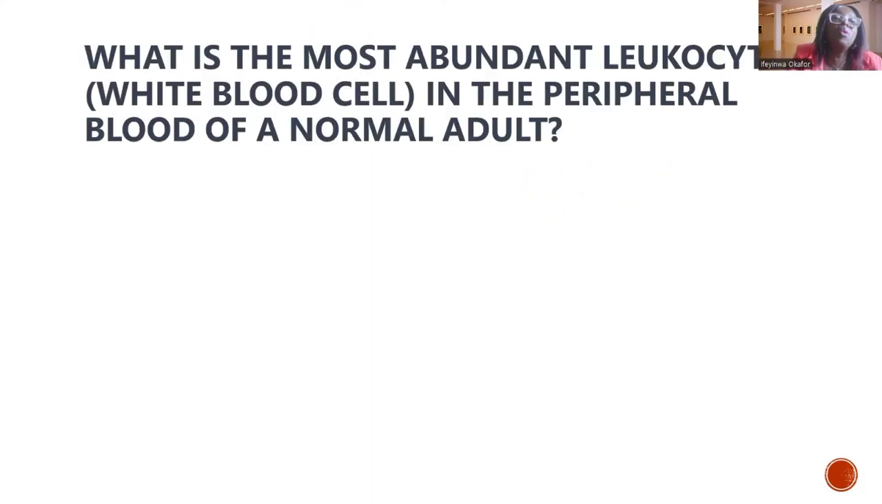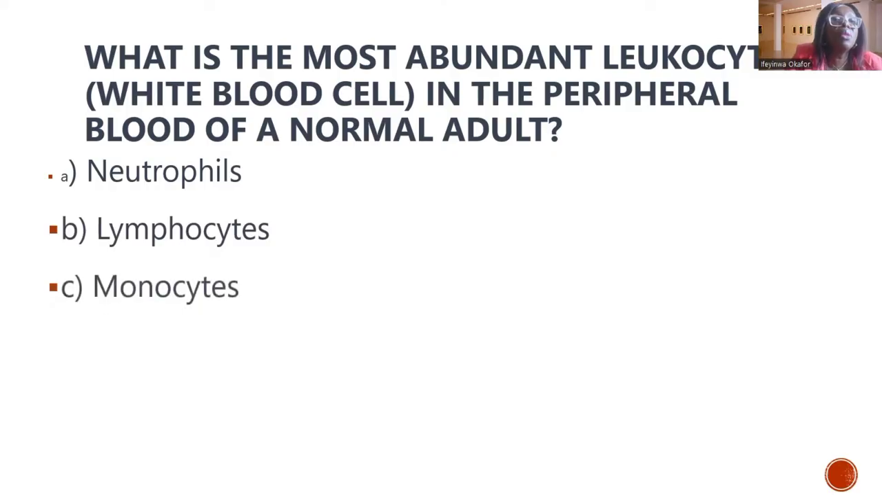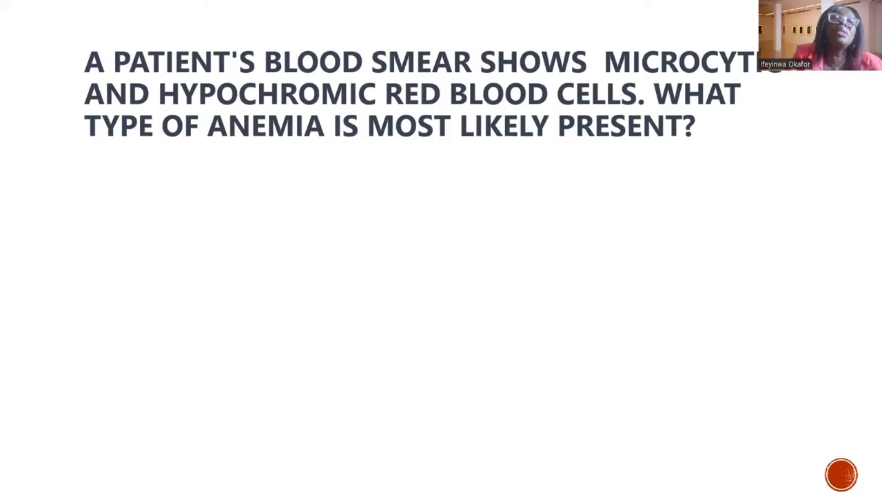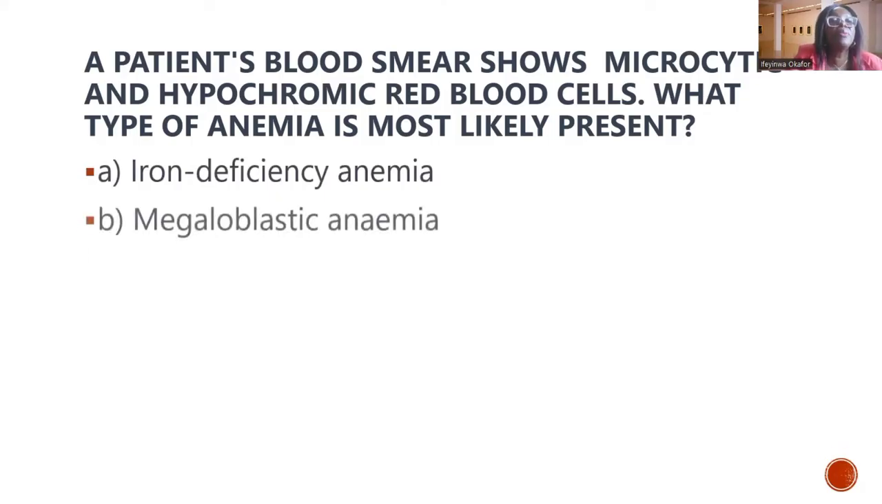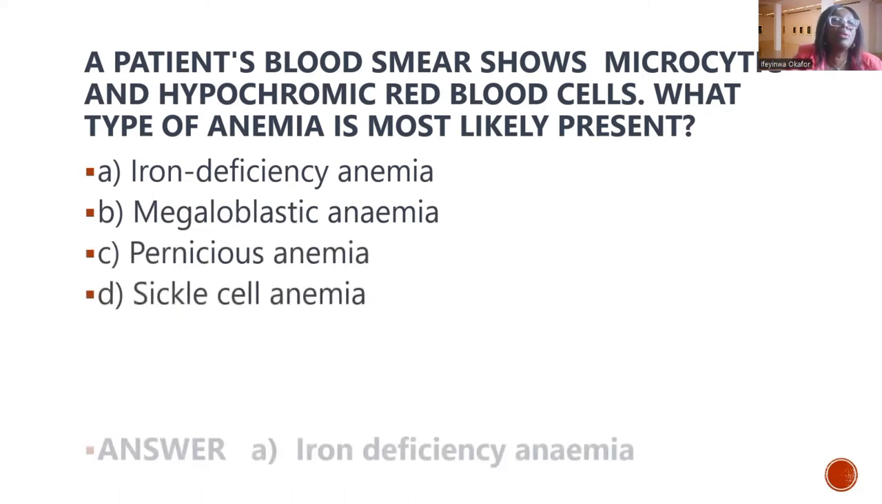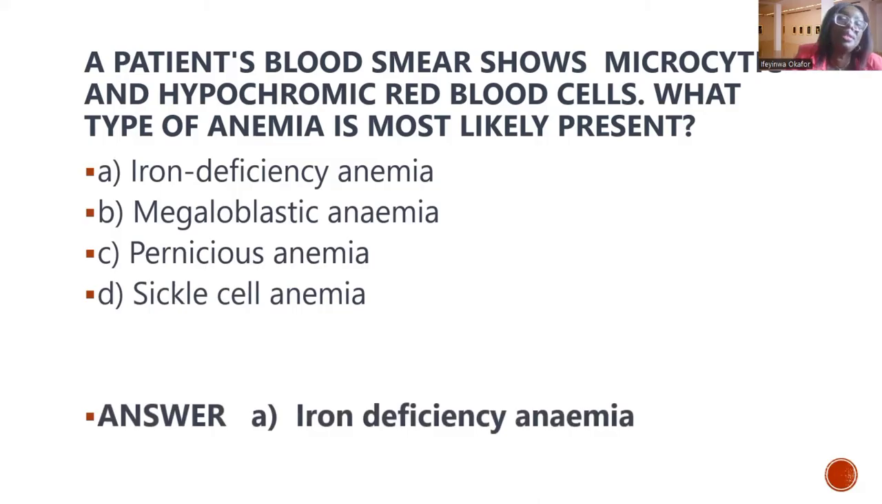Per microliter. What is the most abundant leukocyte, that is white blood cell, in the peripheral blood of a normal adult? We have neutrophils, lymphocytes, monocytes, eosinophils. The answer is A, neutrophils. A patient's blood smear shows microcytic and hypochromic red cells. What type of anemia is most likely present? Iron deficiency anemia, megaloblastic anemia, pernicious anemia, sickle cell anemia. The answer is A, iron deficiency anemia.